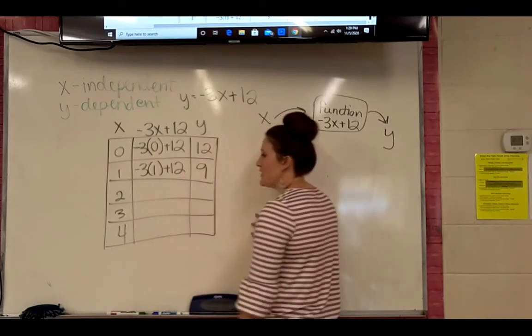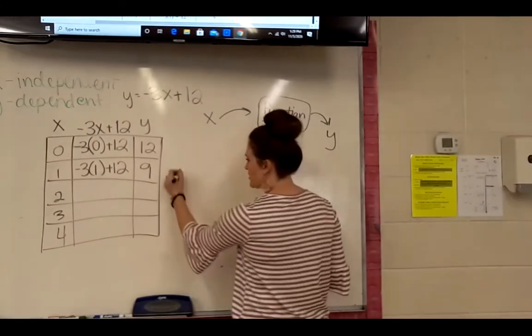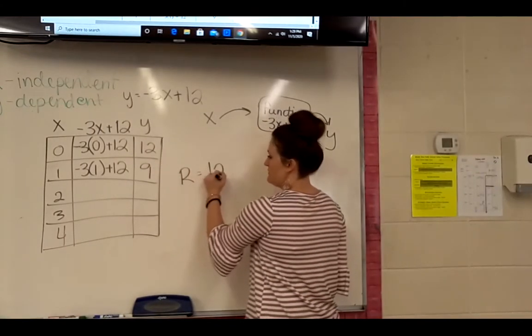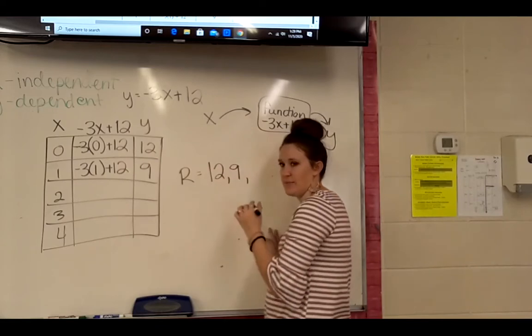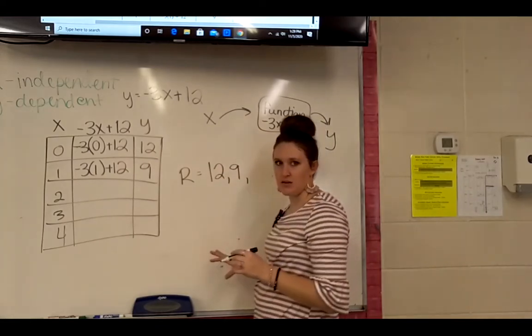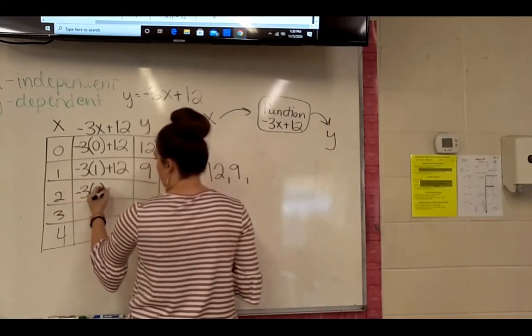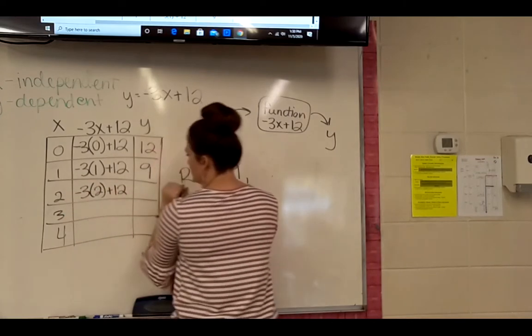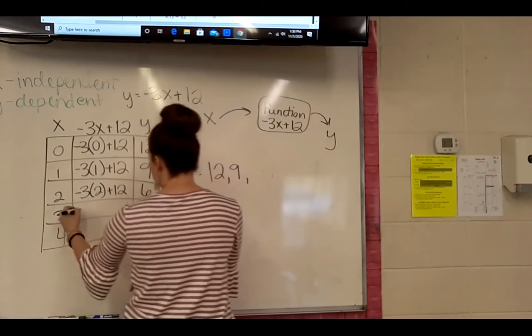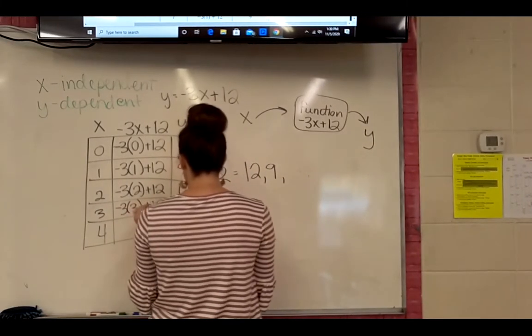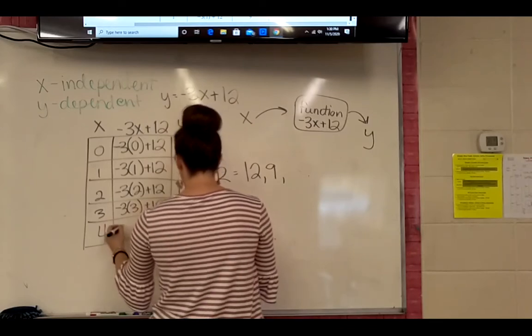Okay, and we would fill in the rest of the table, and then they just want your ranges. They just want your final answers. Does that make sense so far on these? 12, 9. These are easier. Okay, so then we're just filling it in. Negative 3 times 2 is negative 6 plus 12 is 6. Negative 9 is 3.